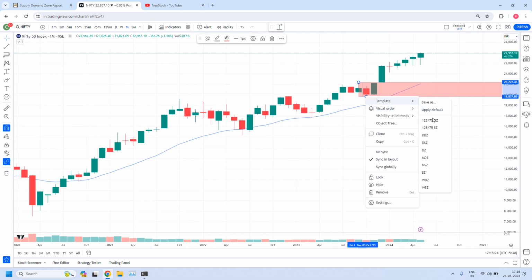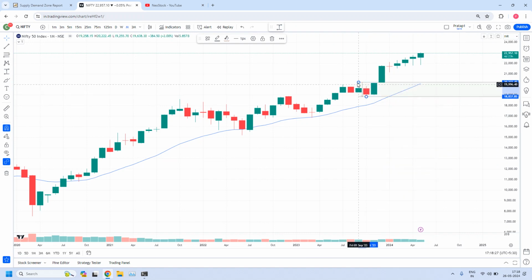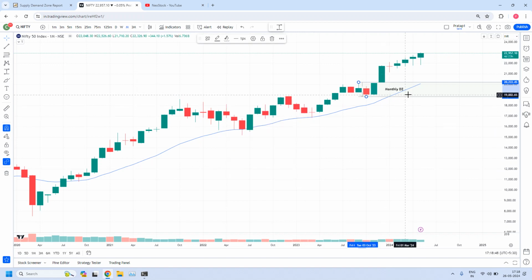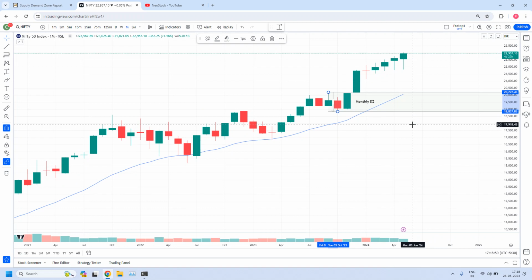So let me change the color to monthly color. And also let me mark the text with the monthly demand zone. Okay. So this monthly demand zone is having monthly EMA confluence. We are also seeing a price overextension from the monthly time frame. At present, we have a rally candle and 1, 2, 3, 4, 5 base candles are formed.